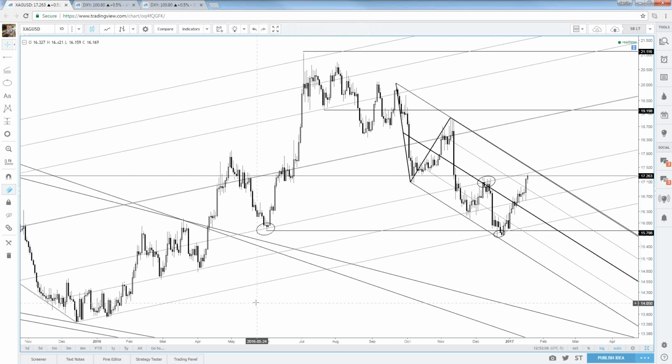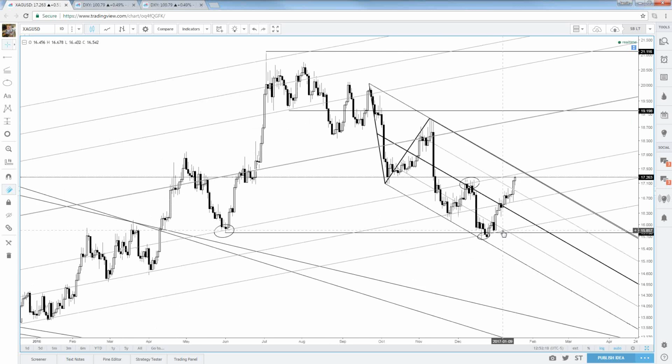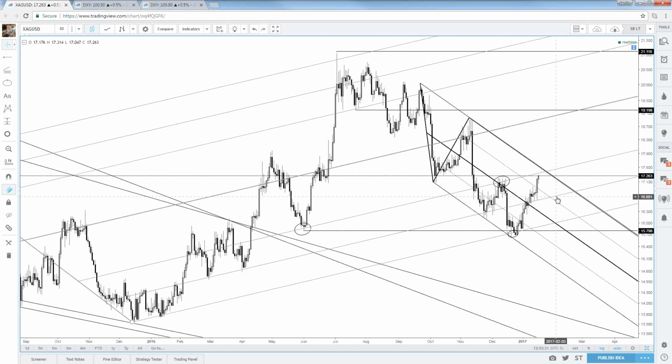You see this one? See this slope here? Crosses all these. Might be back on this. Maybe it's 1670 or so, 1668, 1670. That might be where you want to look. All right, so essentially resistance about 1750, support around 1660 is my humble opinion.